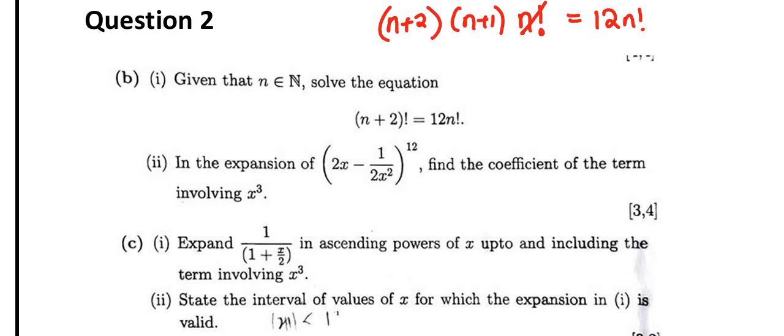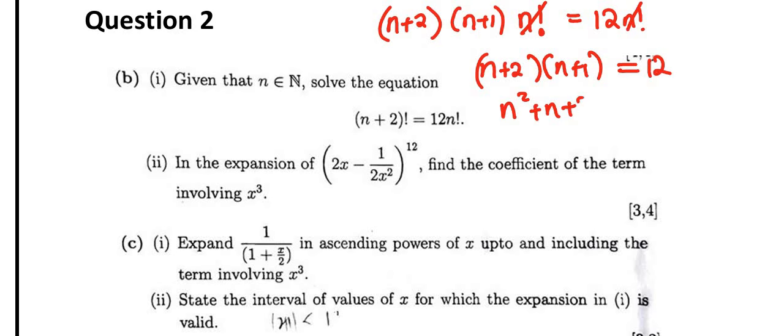You can cancel the n factorial. This is now n plus 2, and you're having n plus 1. Then this is equal to 12. Then you can expand this. This is n squared, then 2n, then plus 2 minus 12 is equal to 0. This is n squared, this is 3n, minus 10 is equal to 0.